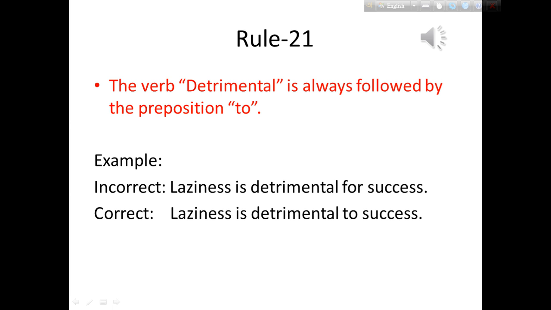So let's see the example now. The given sentence is laziness is detrimental for success. So according to the rule, we cannot use any other preposition except to after detrimental. So the correct sentence will be laziness is detrimental to success.